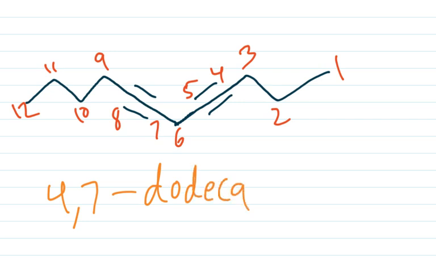Dodeca. But we have 2 triple bonds. So that would be dodeca, di. And then we have triple bonds, not double bonds. So it'd be di and the suffix "-yne". The full name of this molecule would be 4,7-dodecadiyne.